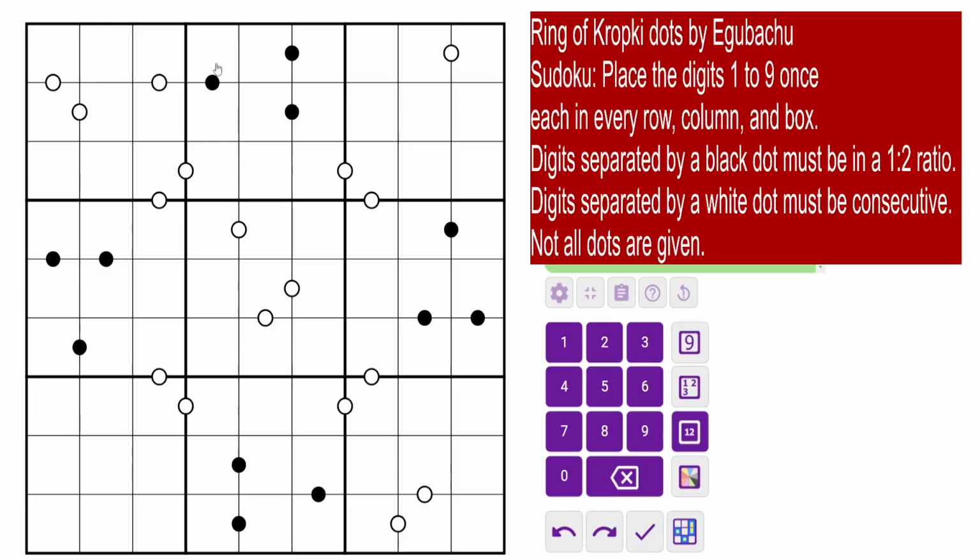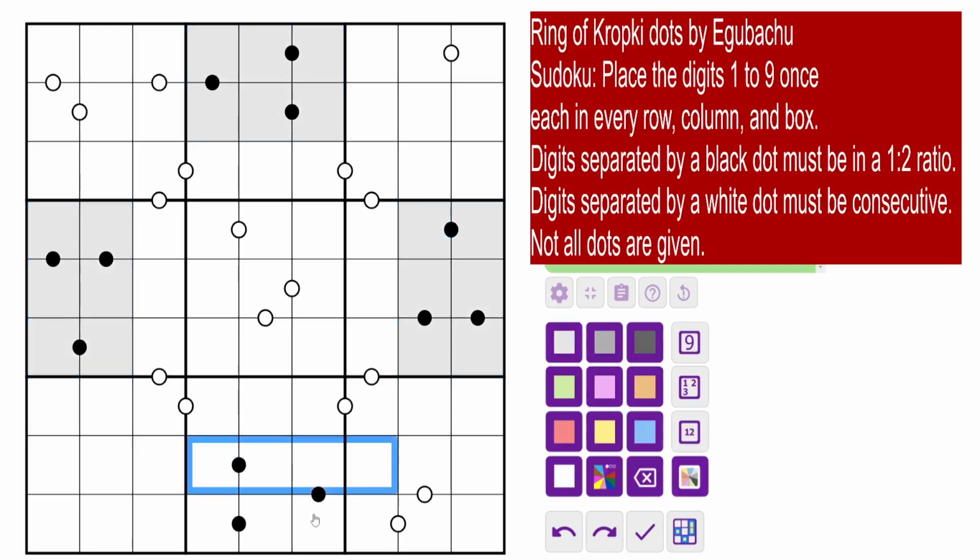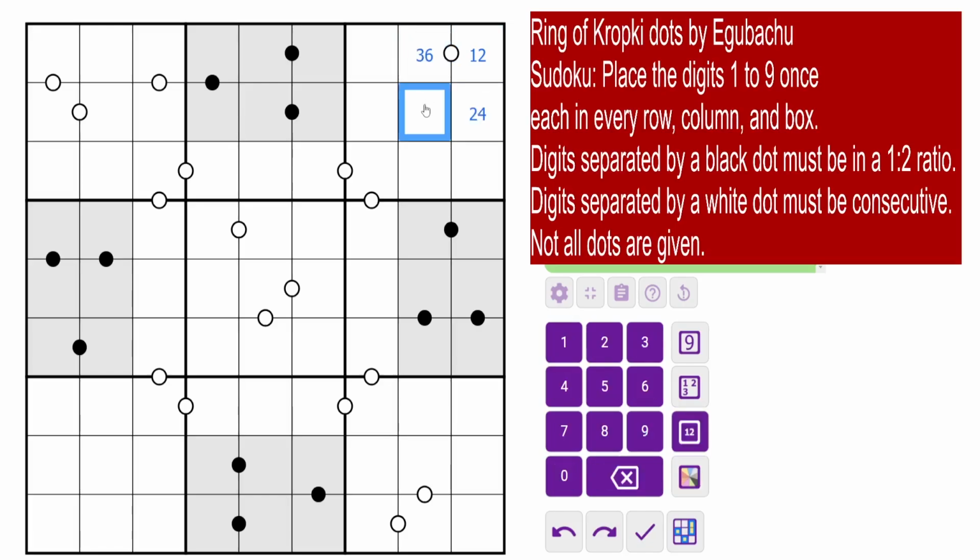So the first thing that I'm noticing is these black dots. Let me just highlight all these things simply with a very mild color. There are only 4 couples which can occur on these black dots. One of these is going to be 1 2, where one is the smaller digit, two is the bigger digit. The other is 2 4. Then there is 3 6, and then there is 4 8. So all the digits 1 2 3 4 6 and 8 are used in these dots.